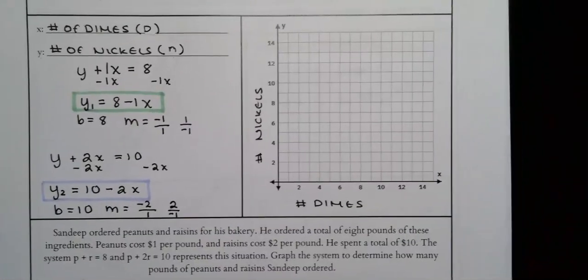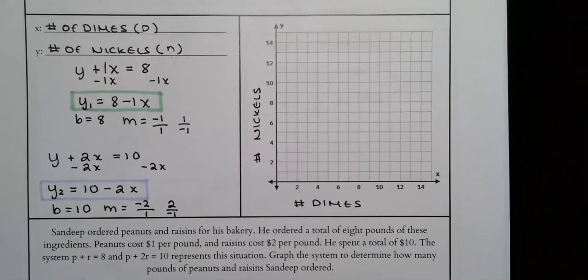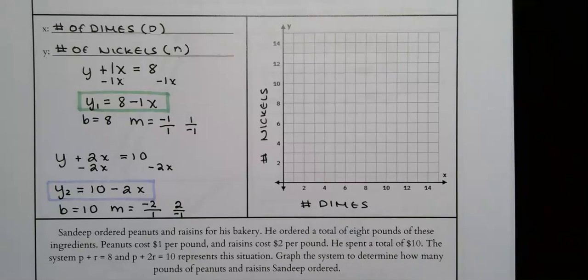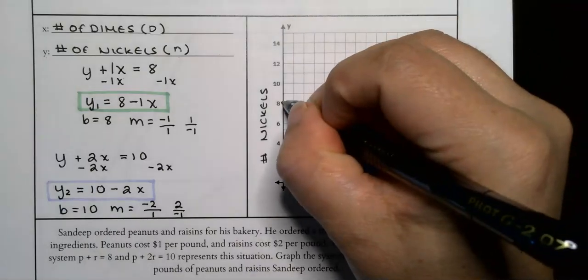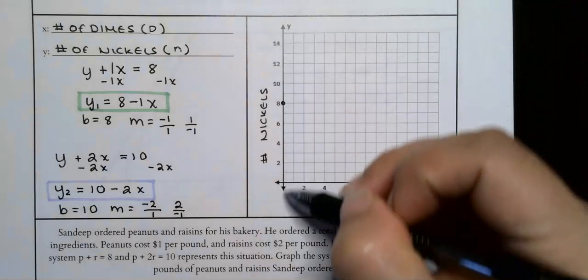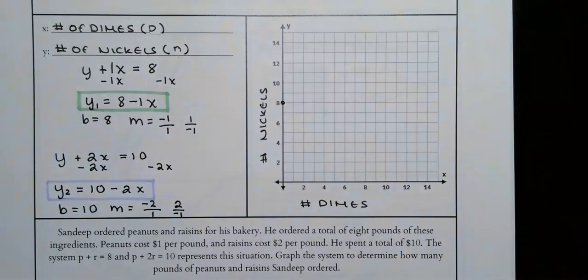Right. So now that we have our axes labeled, we can go ahead and graph this out. So let's start with the first one. Our y-intercept is 8, so 8 is right here. This is still our y, even though we don't have negative numbers on this coordinate plane, because most of the time in our word problems we're not dealing with negatives. We can't have negative nickels, we can't have negative dimes.